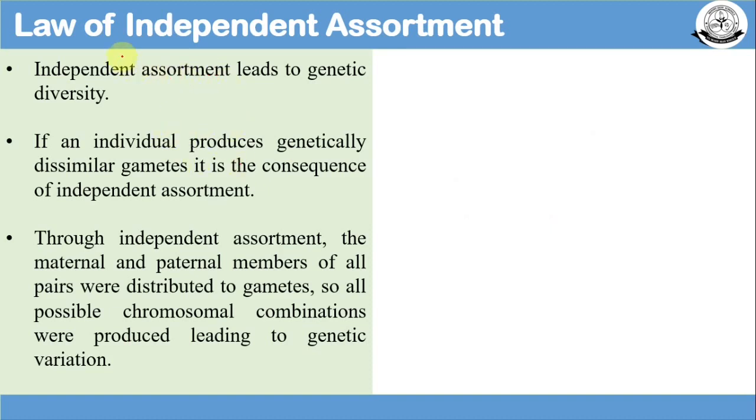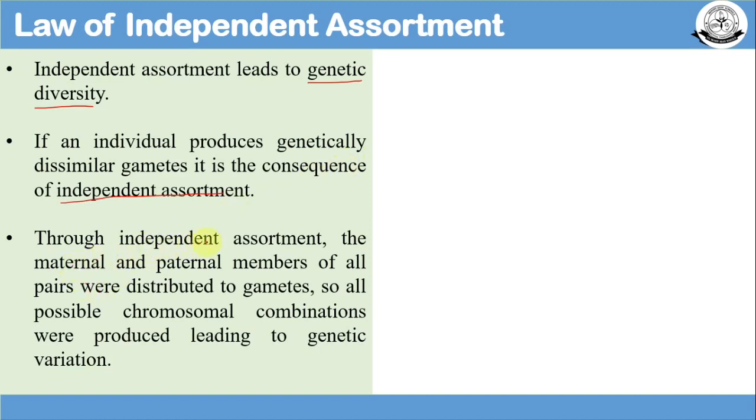Because of this independent assortment, this leads to genetic diversity. For example, a parent can have 4 kids and each kid is different from one another. Why? Because of the independent assortment of different alleles from one another. Therefore, each child is different from the other child. If an individual produces genetically dissimilar gametes, it is a consequence of independent assortment. As I told you, different characters assembled in different gametes is only because of independent assortment. That means one character is not dependent upon the other character.